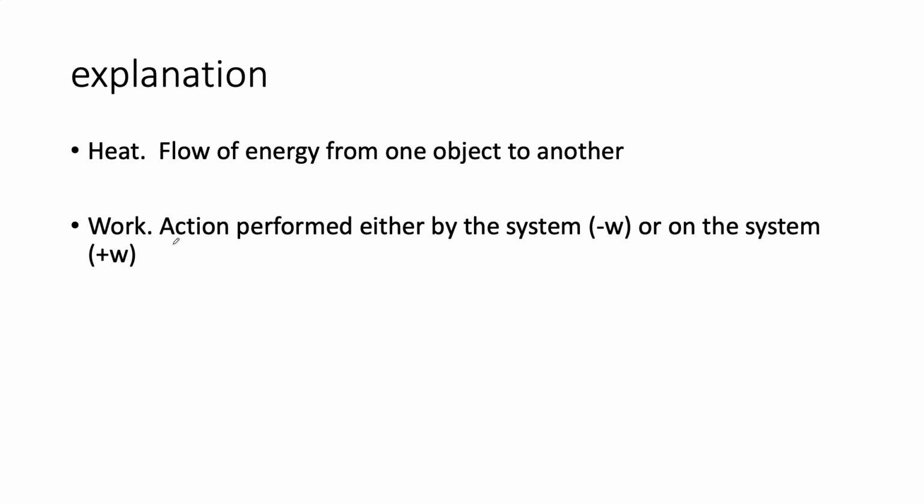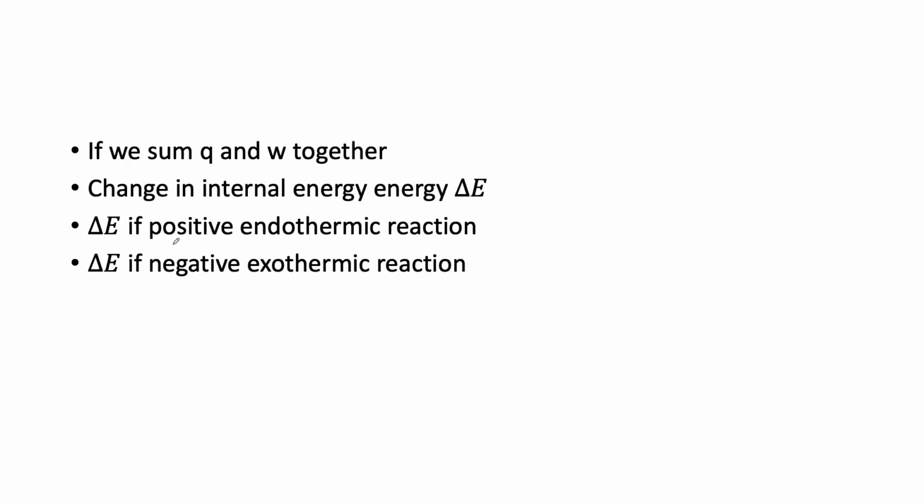Work is either done by the system, where it's negative work, or it's on the system, which is positive work. So we have those two relationships happening at the same time. Now, if we put work and heat together, we're going to call this the change in internal energy. And again, now we have a state function. Internal energy, the amount of energy inside the system. And we could look at the chemicals.